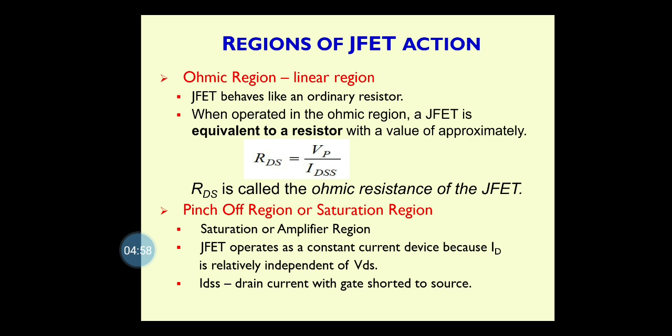It operates as a constant current device because ID is relatively independent of VDS. So drain current is completely independent of the drain to source voltage. IDSS is drain current with gate shorted to source.